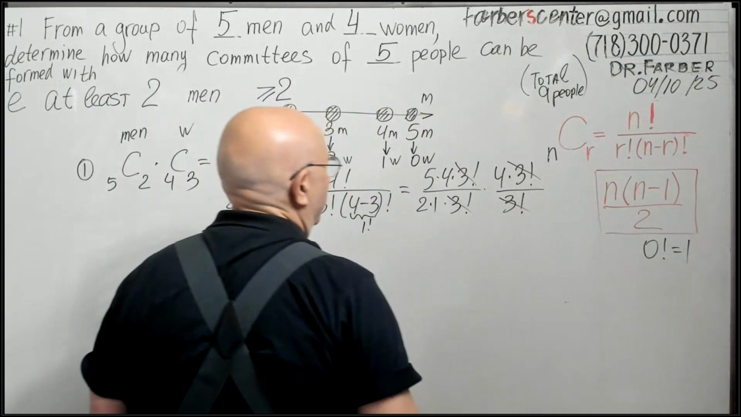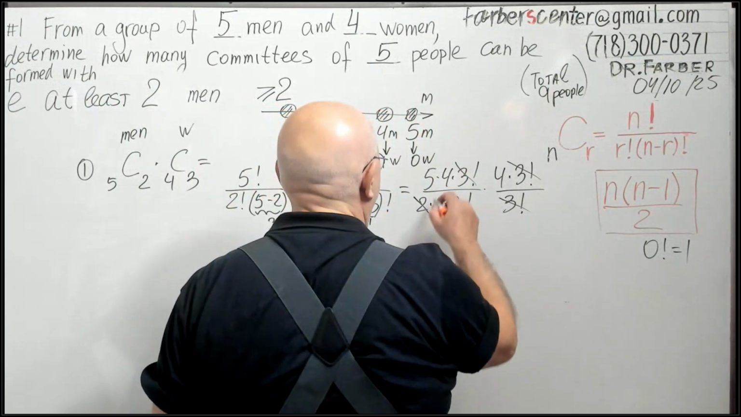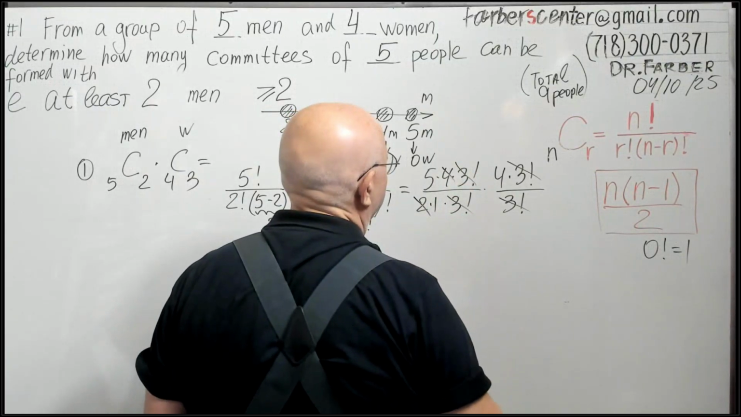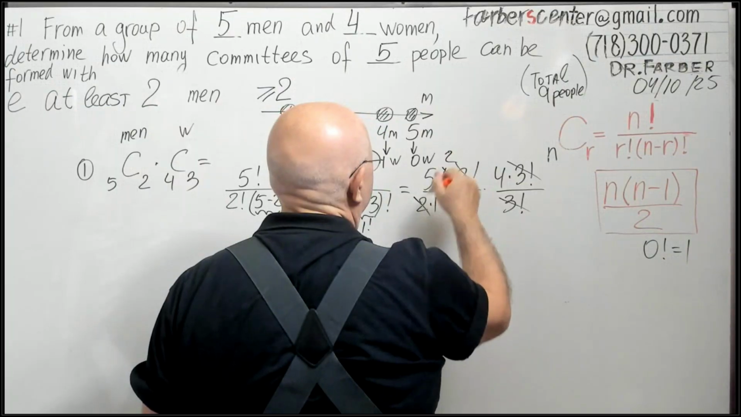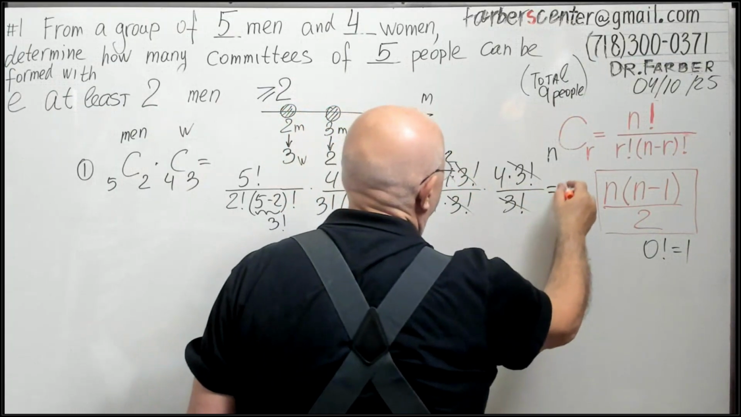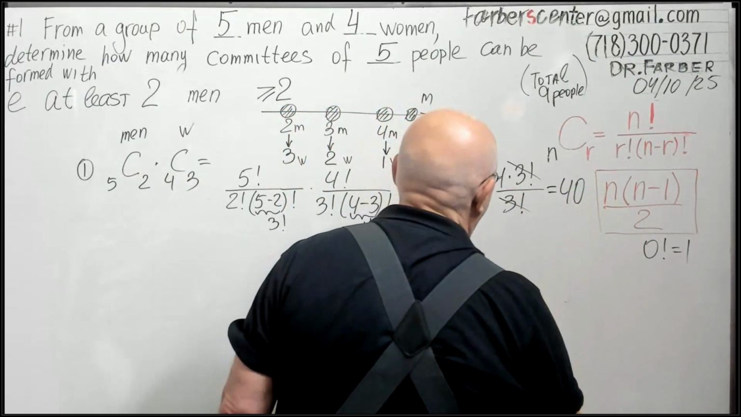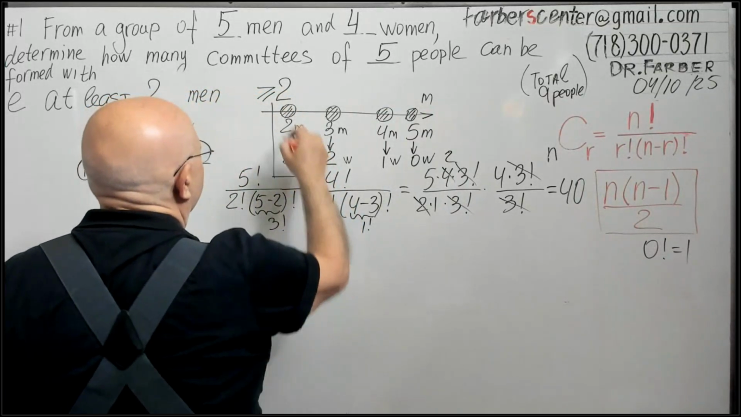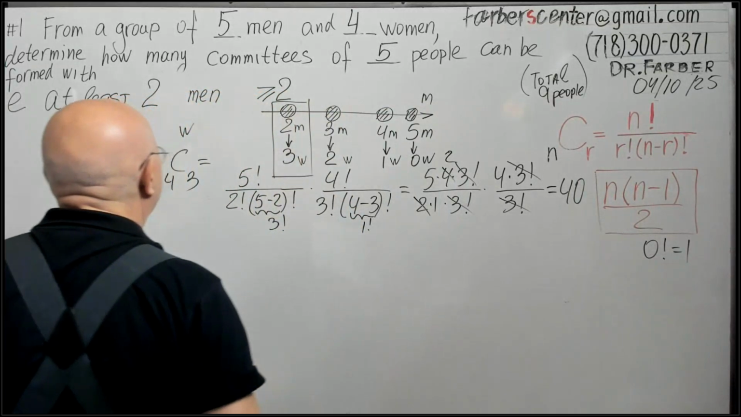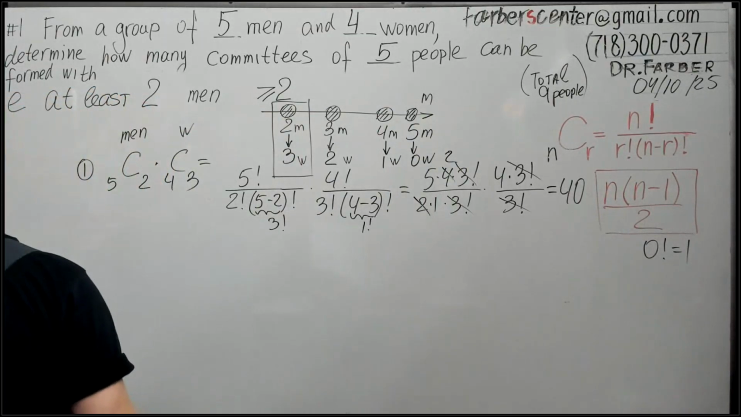And after that, 2 goes into 4 2 times. 5 times 2 is 10, times 4 is 40. For the first, I get 40 for this one. This is 40. So far, so good.